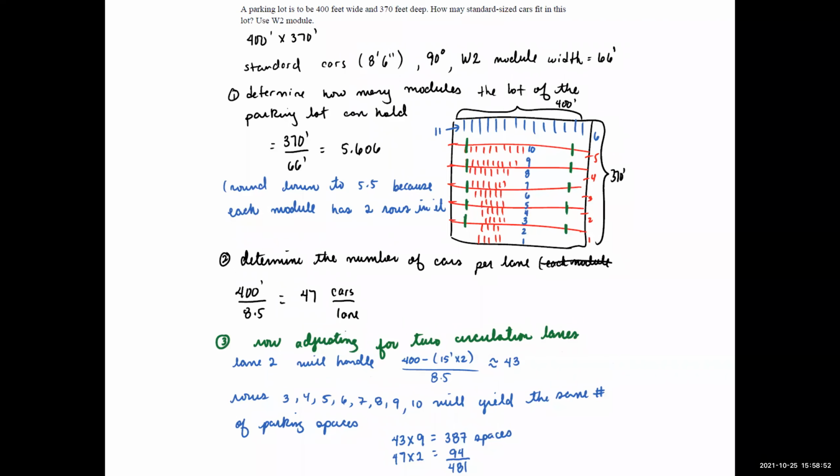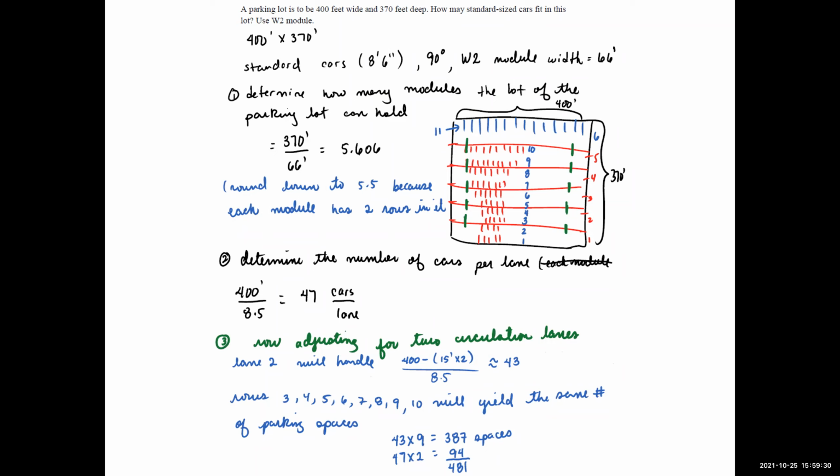And the lanes that are at the top and at the bottom are not affected by the circulation lanes, so we can have the complete row occupied by parking spaces. Those will hold 47. So in total, we'll have 9 lanes with 43 spaces, which is 43 times 9, equal to 387 spaces, and 2 lanes with 47 spaces, which is 47 times 2, 94. The summation of the 2 gives us 481 spaces.